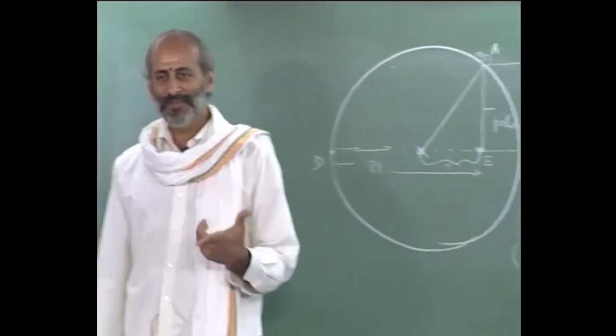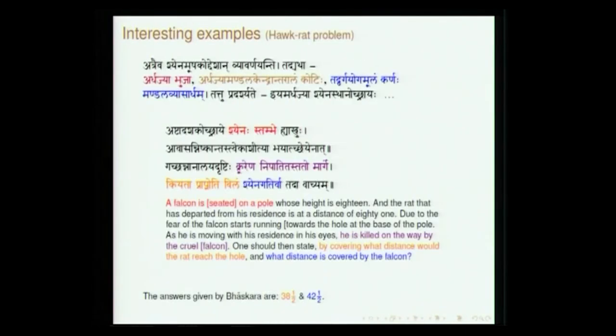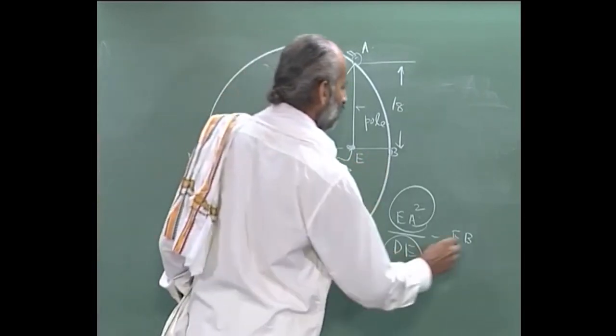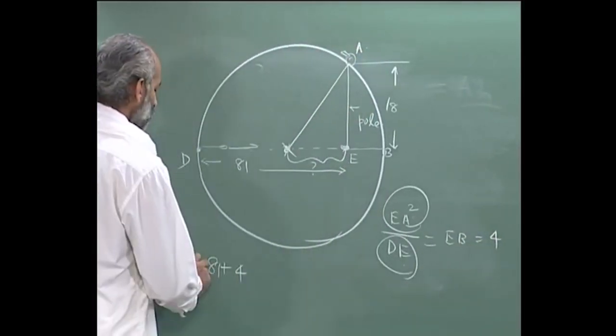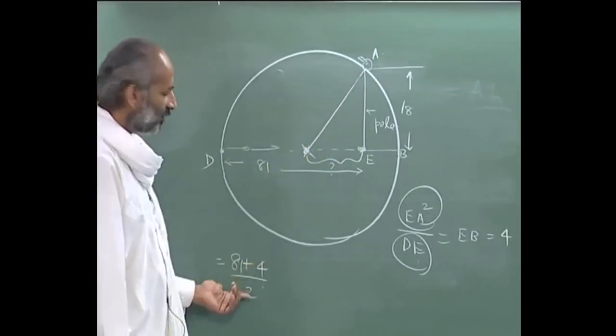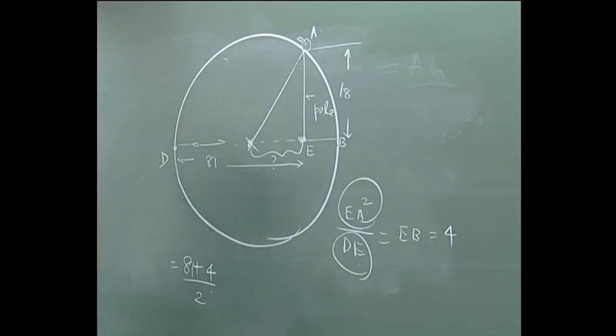Very different problems, but more or less they use the same principle. In fact, the answers are 38 and a half. So this is r minus x. So this distance you will be able to solve this problem. And what you will basically get is, 81 plus 4, so this will be 4. So if you do that, 81 plus 4 by 2, and this will be the radius, and 81 minus 4 by 2, so that will be the other. So these are the answers.